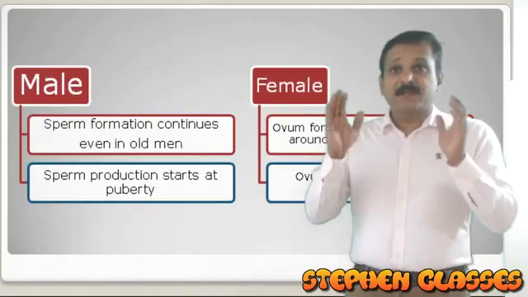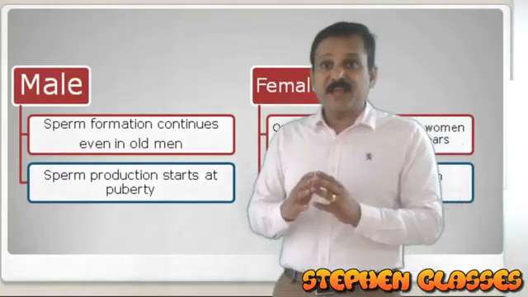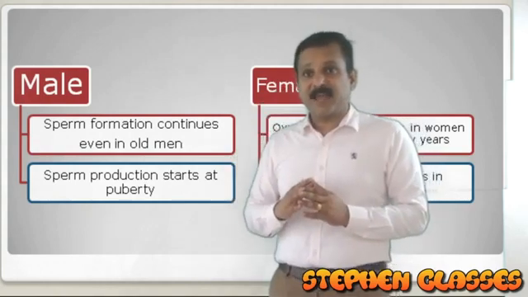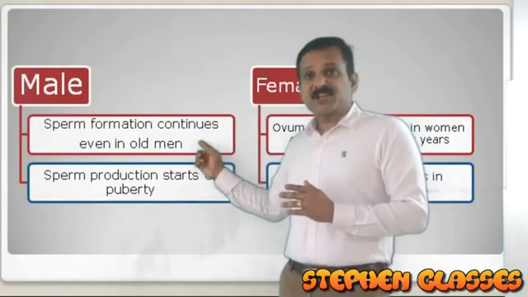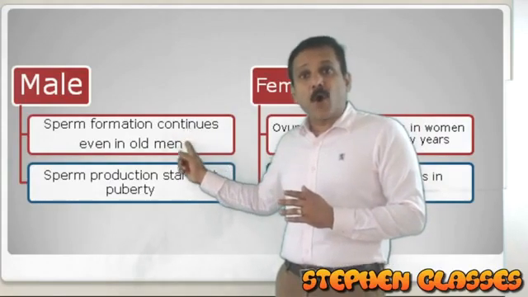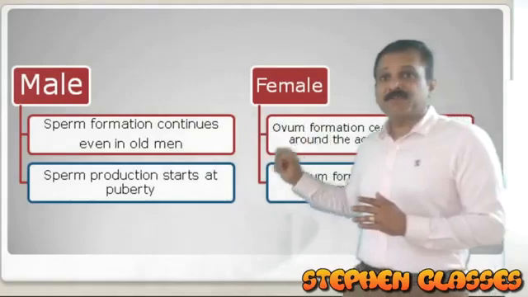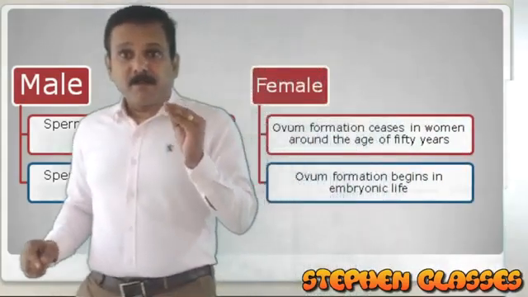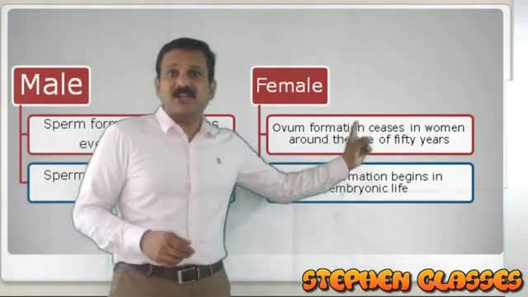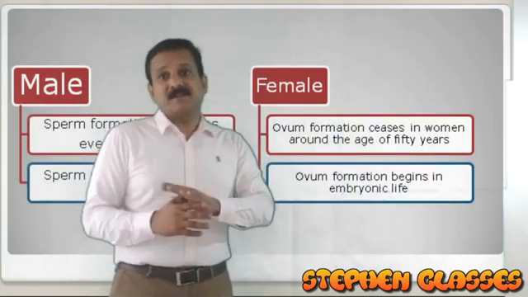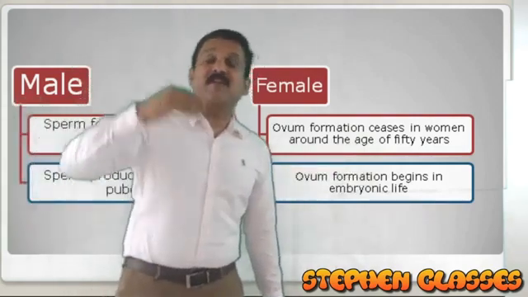There is a difference between the reproductive events happening in male as well as in female. What is the major difference here? In the case of male, sperm formation will continue even in old men. Sperm production or spermatogenesis will continue even in old age in the case of male, whereas in female, ovum formation stops when menopause happens, when the menstrual cycle stops. Ovum formation stops in women around the age of 45 to 50 years, but in male, sperm production will continue even in old age.